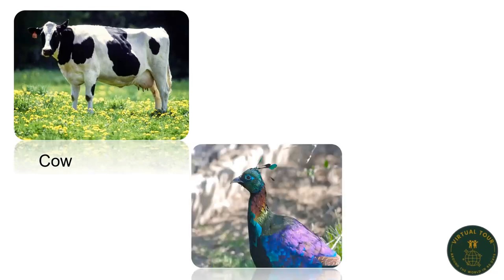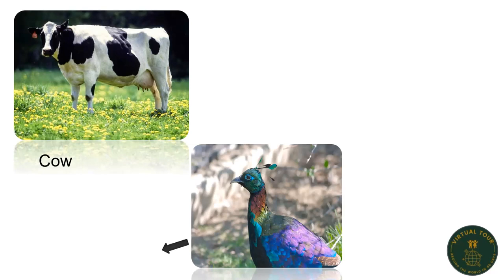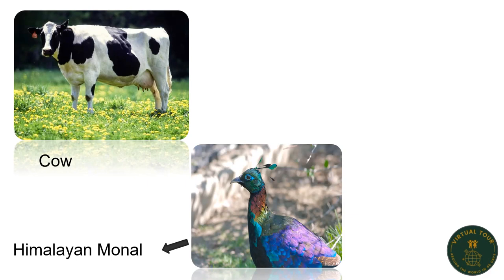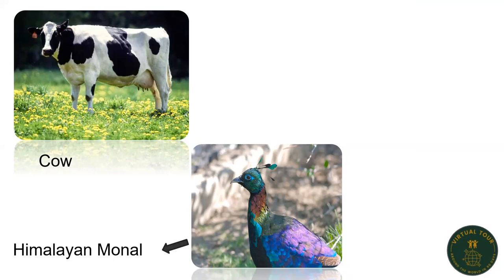And then coming to the national bird. Can you recognize this? This is a peacock. No, it's not. It's like a peacock, yes, but it is the Himalayan monarch. And why do they have a cow as a national animal? They can't think of anything proper. I guess they named the cow the national animal because they couldn't think of anything proper. It's a very possible reason.